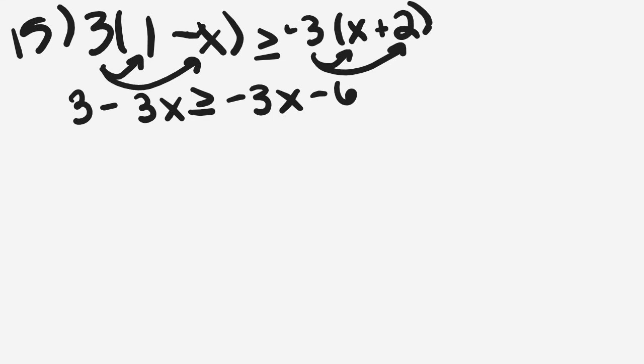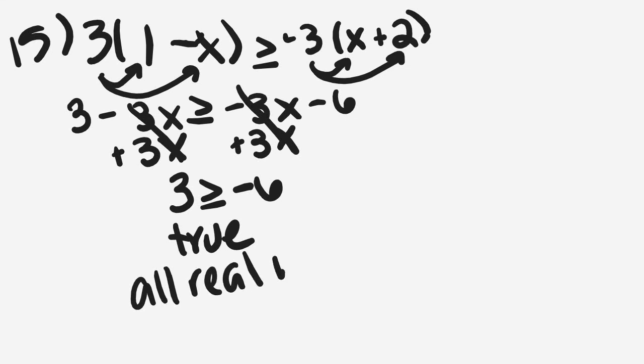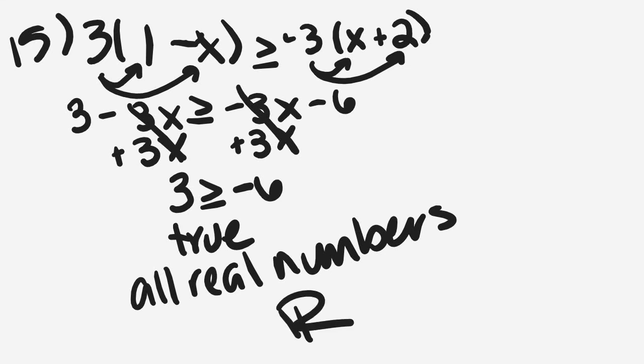All right, remember, all the numbers on one side, all the letters on the other. So let's do plus 3x over here, plus 3x over here. Those are going to go away. We have 3 greater than or equal to negative 6. Well, 3 is in fact greater than or equal to negative 6. In fact, it's strictly greater than. So this is true. So there is nothing in this world that we can do. There's no x we could put in here that's ever going to make 3 not be greater than negative 6. So because of that, the answer here is all real numbers. And remember, the abbreviation for that is the double stick R.